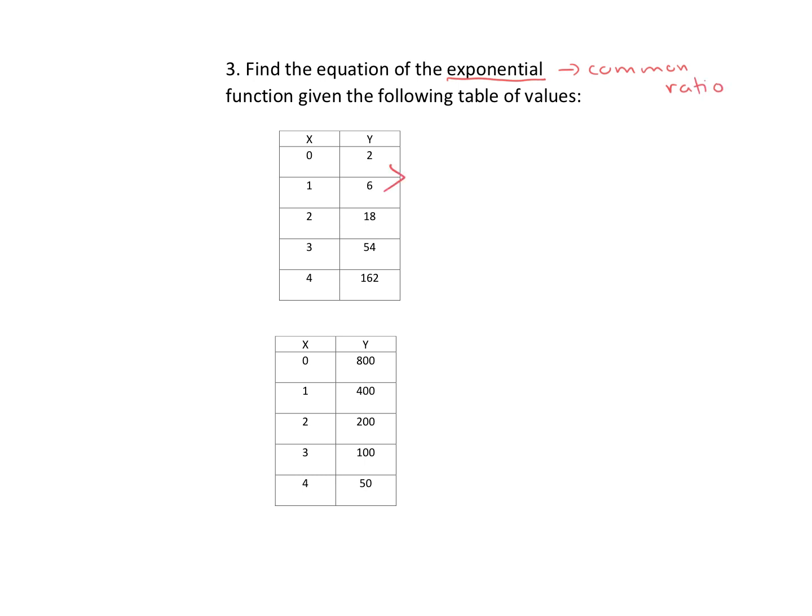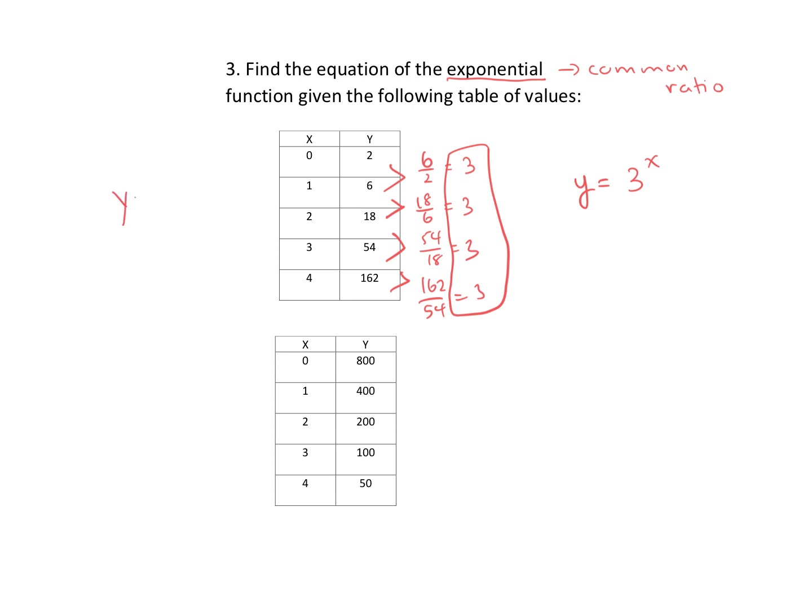So the first thing we're going to do is find that ratio by dividing each number by the number before it. So 18 divided by 6, 54 divided by 18, and we'll see that we get that same common ratio. In this case, it's 3. So I know it's going to be y equals 3 to the x. So when you're doing your exponential, first thing you do is find the base. Then we have to figure out, do we also have a value of a that is not 1? Is there a vertical stretch?